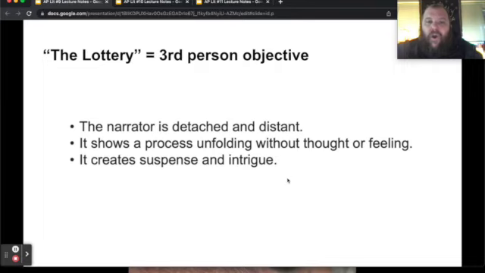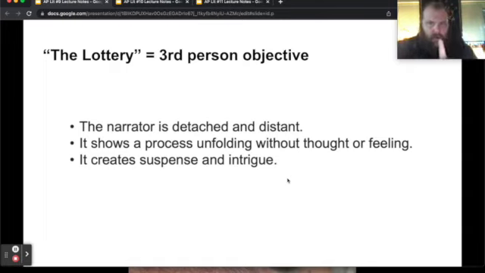The narrator is detached and distant from the action. It shows a process unfolding without thought or feeling. It's not making any comment on this reluctance in the children or this possible fear as to why this strange behavior is happening. And what it attempts to do is create suspense and intrigue. Right? It creates suspense and intrigue.